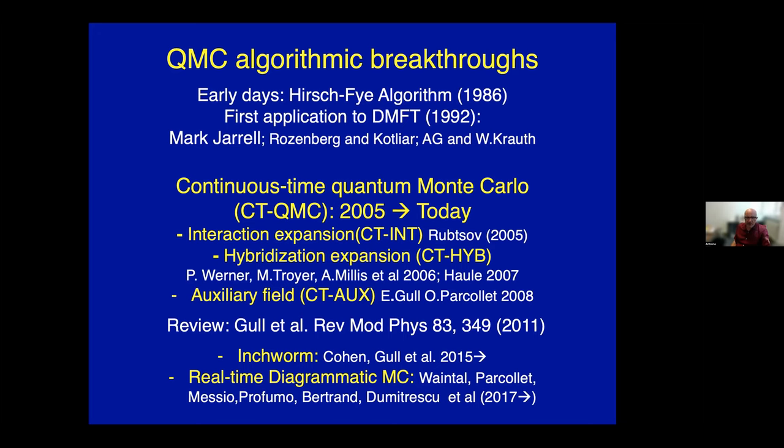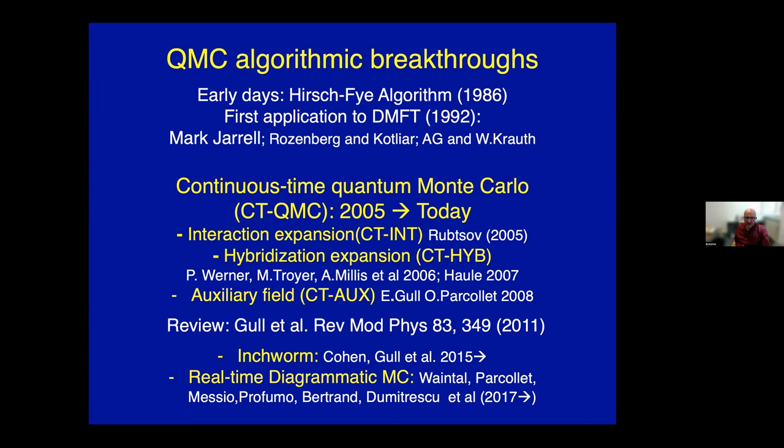First of all, there are the positive points. We can handle 5 orbitals in a shell, for example, down to reasonably low temperatures, like a few tens of Kelvin, quite nicely these days with reasonable computer time.